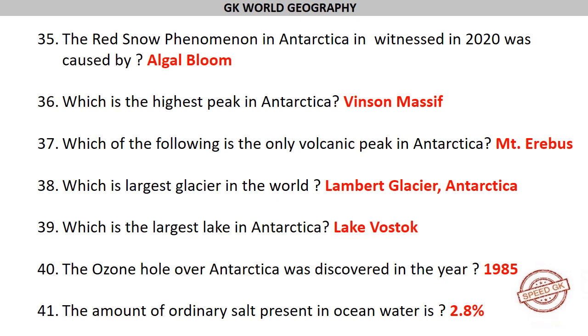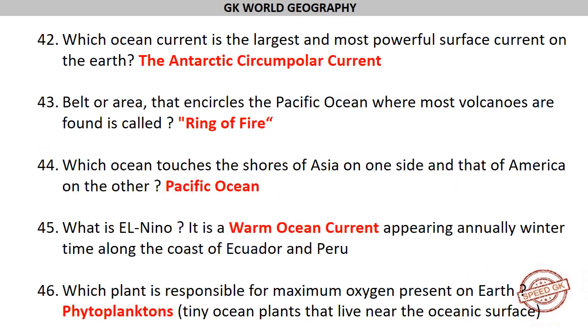1985. The amount of ordinary salt present in ocean water is 2.8%. Which ocean current is the largest and most powerful surface current on the Earth? The Antarctic Circumpolar Current. The belt or area that encircles the Pacific Ocean where most volcanoes are found is called the Ring of Fire. Which ocean touches the shores of Asia on one side and that of America on the other?